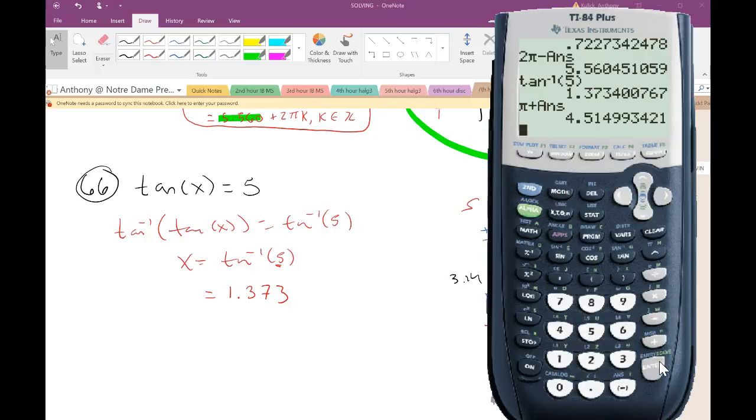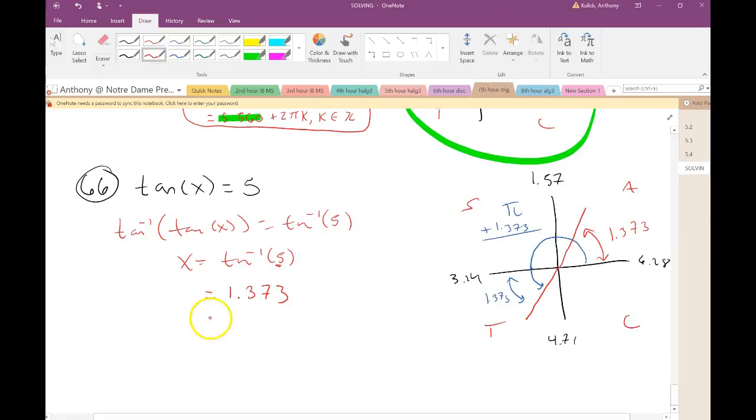So 4.515. I don't know why I said 451.5. It's 4.515. And then we just turn that into the infinitely many situation.